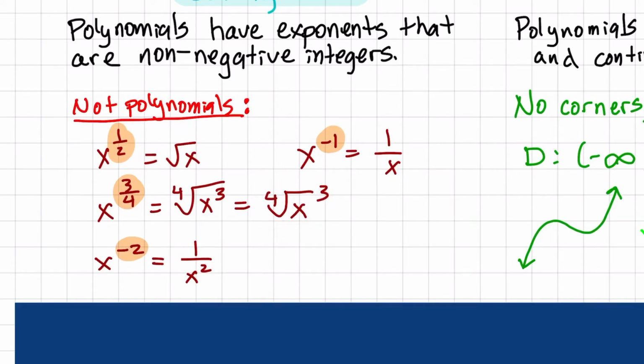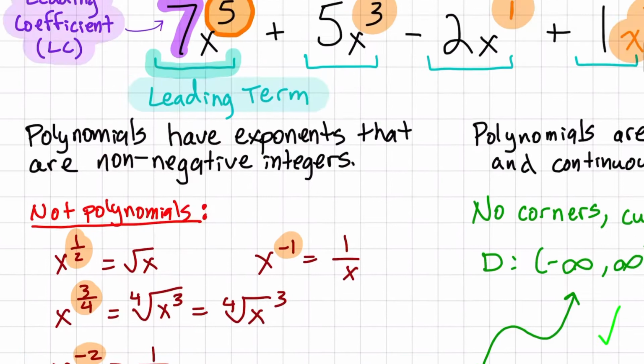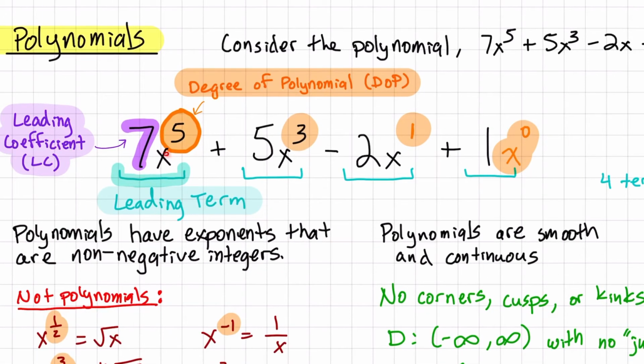And then lastly, x to the -2. That -2 is again negative, and that would be 1 over x squared. If you look at our polynomial here, all of these are positive or 0 integers. That's why we say non-negative, because we do include 0.